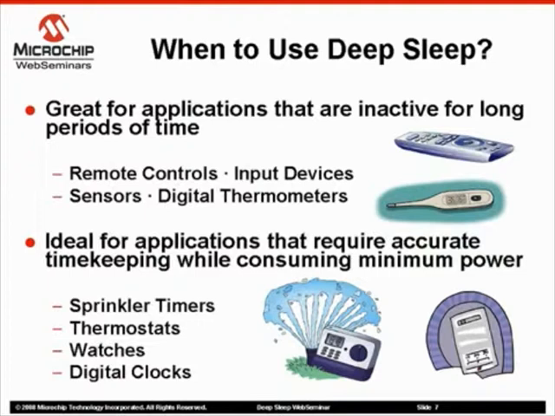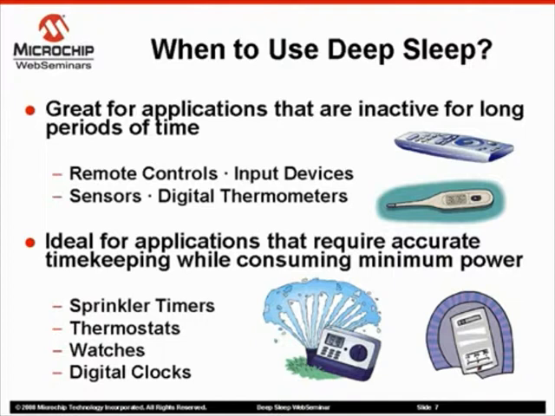Deep sleep is great for applications that are inactive for long periods of time, such as remote controls, input devices, sensors, and thermometers. It is also ideal for applications that need to keep accurate time while consuming minimum power. Deep sleep supports continuous operation of the real-time clock calendar where desired.